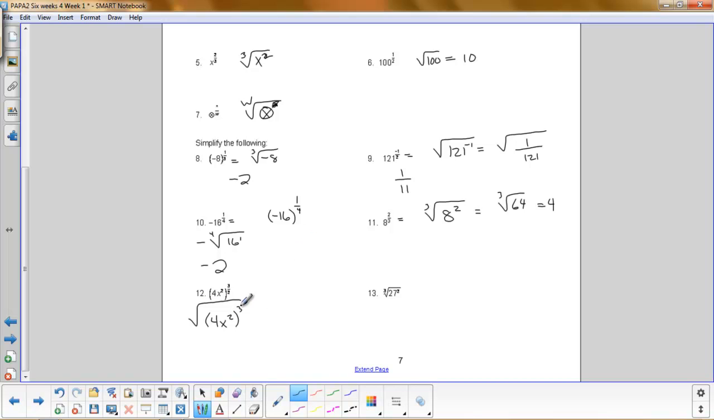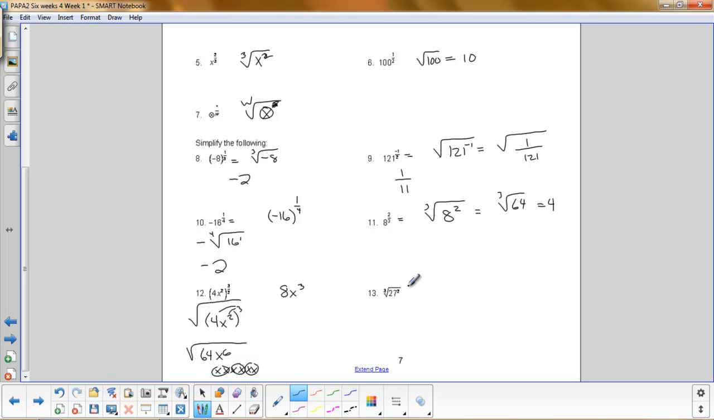So we're going to distribute the 3 inside, and we get the square root of 64 x to the 6th power. Now we'll go ahead and simplify 64. That's going to be 8. And if I write out my x's, 1, 2, 3, 4, 5, 6, and circle my pairs of them, I get x to the 3rd. And there's my final answer.